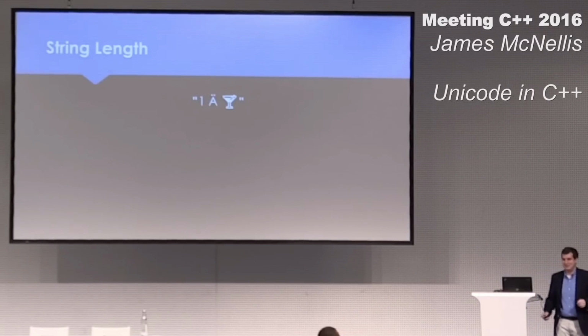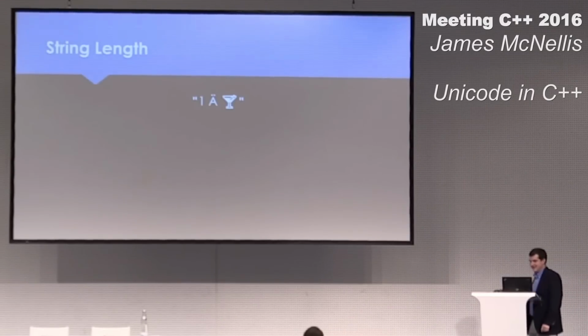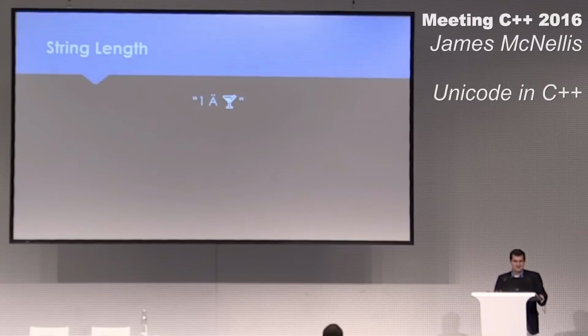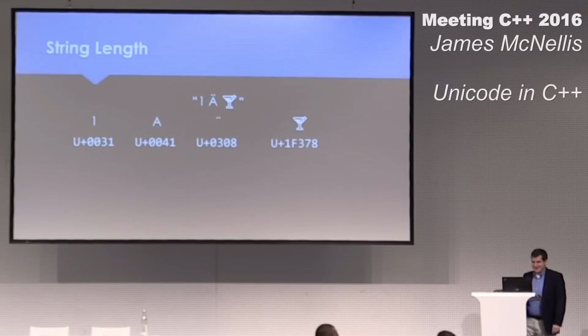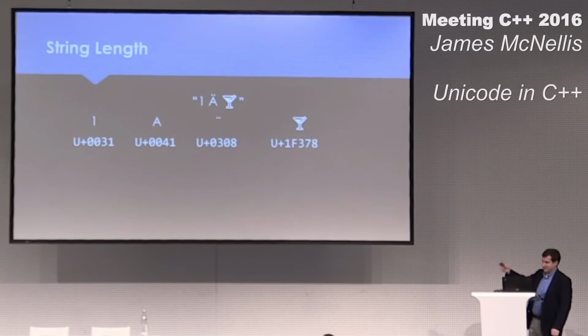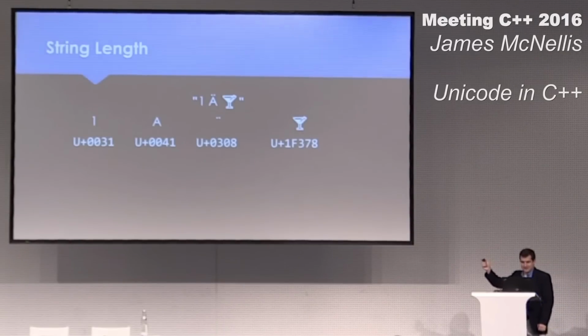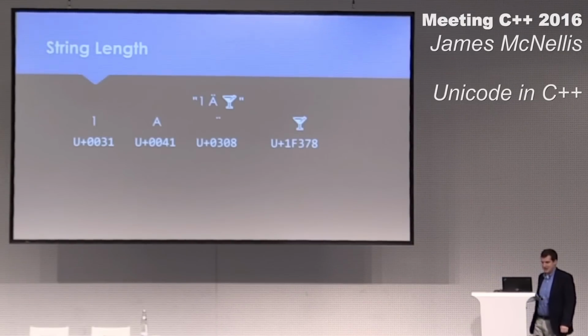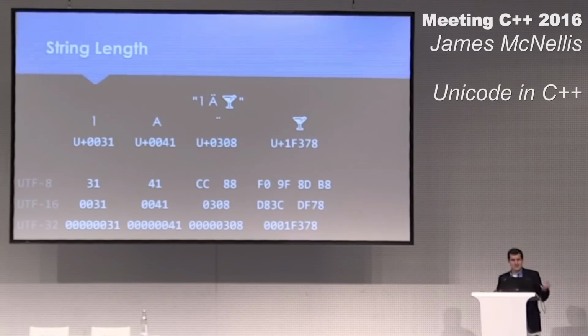Yes, all right, there are some people in the audience that disagree that this is 3. Well, maybe it's 3. It depends on what the meaning of the word length is. So here are the contents of this string. We have the numeral 1, the letter A, the diaeresis, and then the martini glass. And here is how it gets encoded into each of the character encodings that we've been talking about.